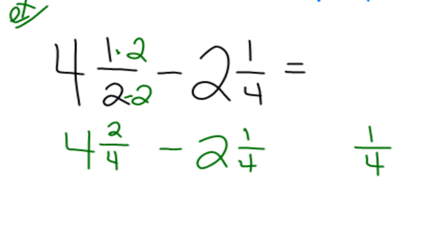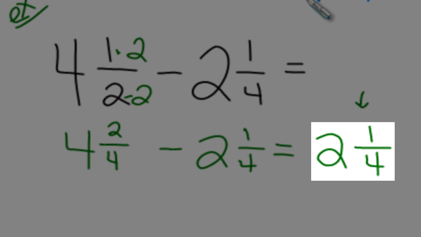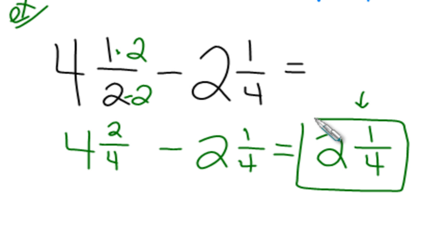And then step 3 is add or subtract the whole numbers. 4 minus 2 is 2. So right now our answer is 2 and 1/4. But let's finish reading through these last 2 steps to make sure we can't do anything else. Step 4 was get rid of improper fractions if you have one. This is not an improper fraction. This is a proper fraction, so we're good there. And then step 5 is simplify. You cannot simplify 1/4. So this is your final answer.